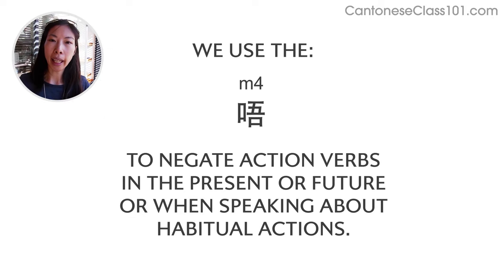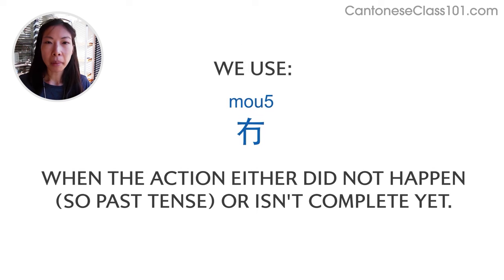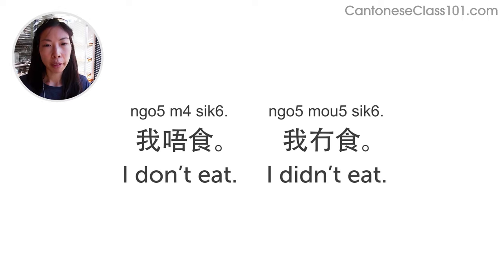Put in a simple way, we use 唔 to negate action verbs in the present or future, or when speaking about habitual actions. We use 冇 when the action either did not happen, so past tense, or isn't complete yet. For example, 我唔食, I don't eat. 我冇食, I didn't eat.